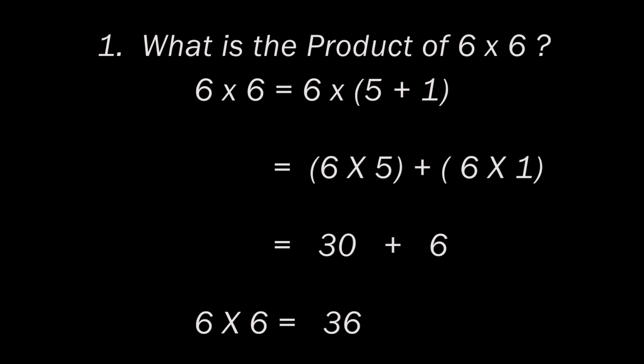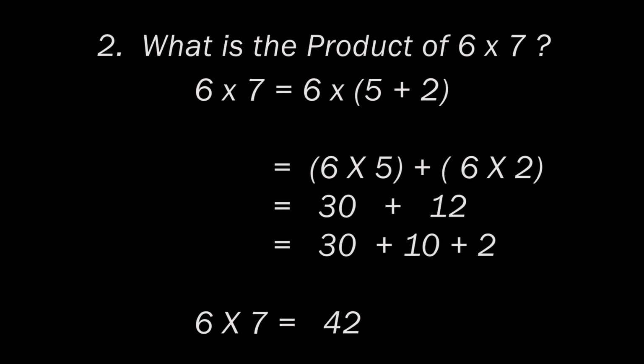Now solve 6 times 5, you know that from previously, is 30, and 6 times 1 is 6. Now just add the 2 numbers together. 6 times 6 equals 36. It's that easy, instead of memorizing.